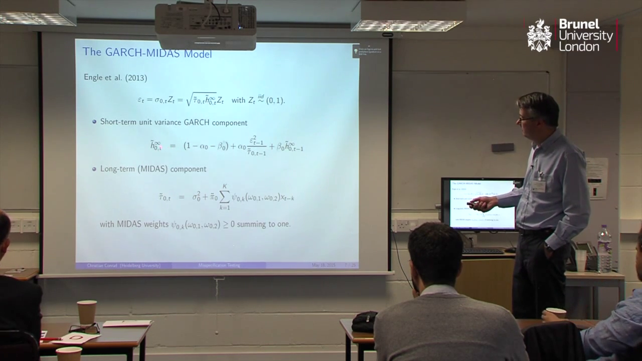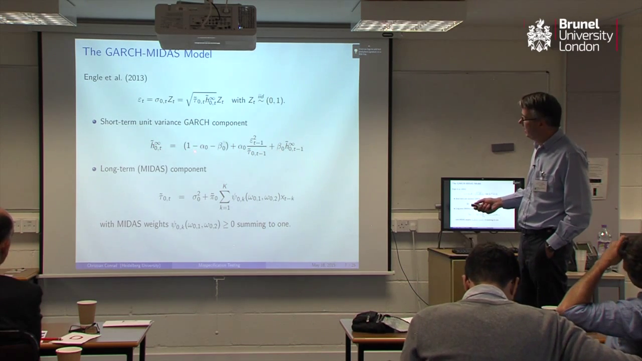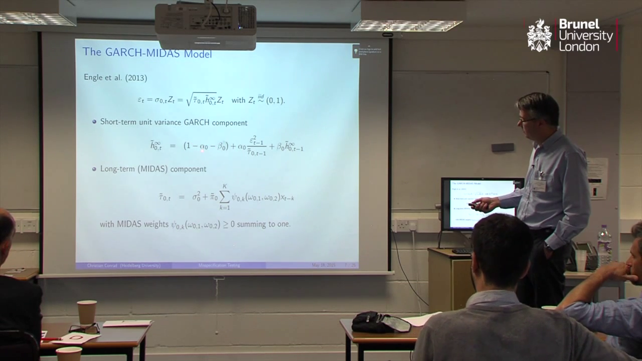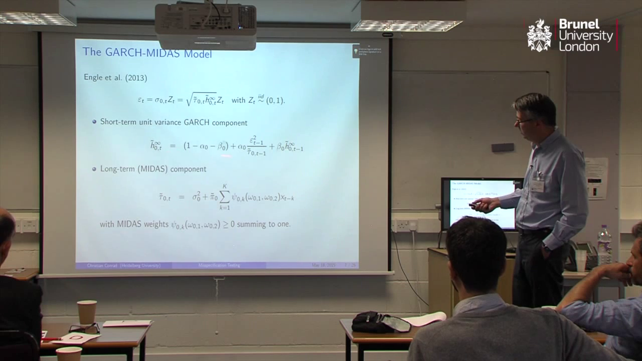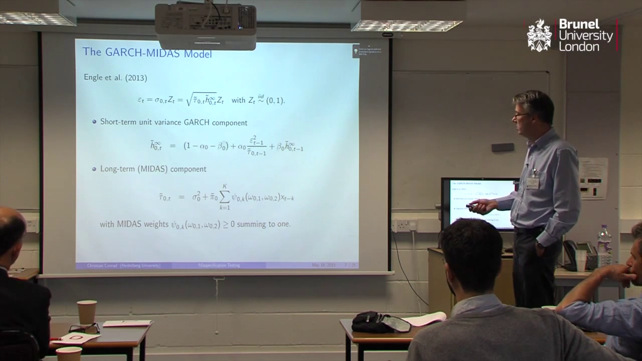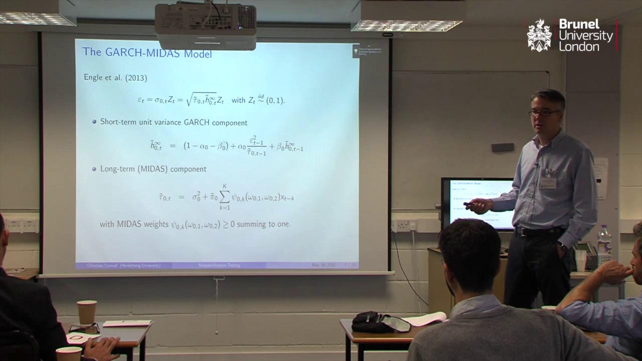h_t is just a simple Gauge(1,1). And we fix the constant in the Gauge(1,1) such that the unconditional variance of the Gauge(1,1) is equal to 1. This is just a normalization. And these zeros here just denote that alpha 0, beta 0 are the true parameter values.